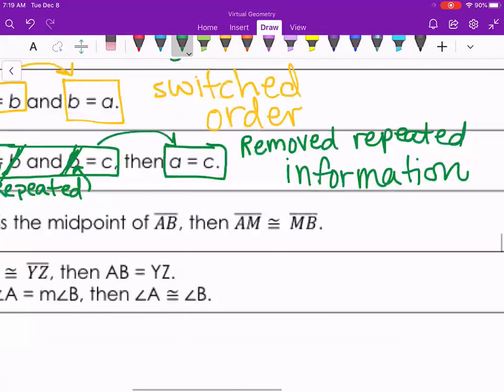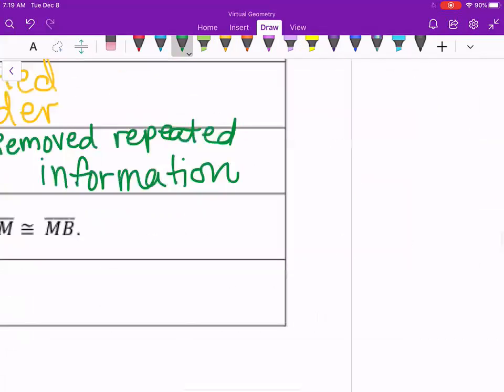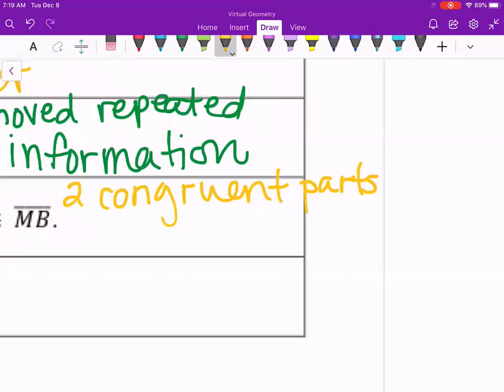All right, next one down, we had the definition of midpoint. So remember, with definition of midpoint, we are making two congruent parts. So we could have something that looks like part 1 congruent to part 2, or you could have part 1 equal to part 2. Those are all variations off of the midpoint formula.